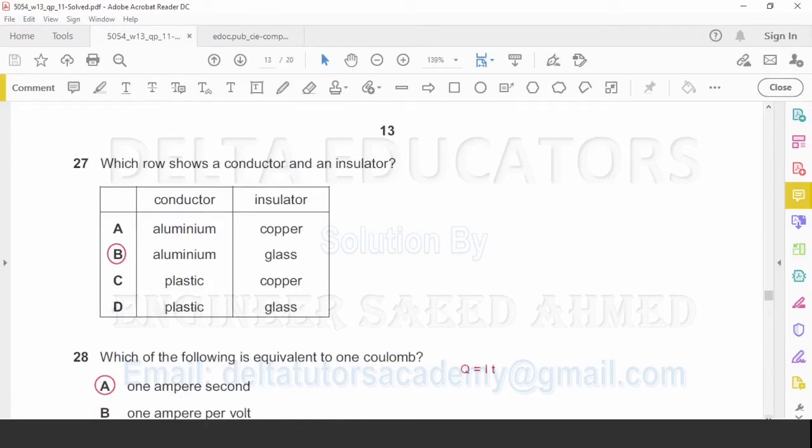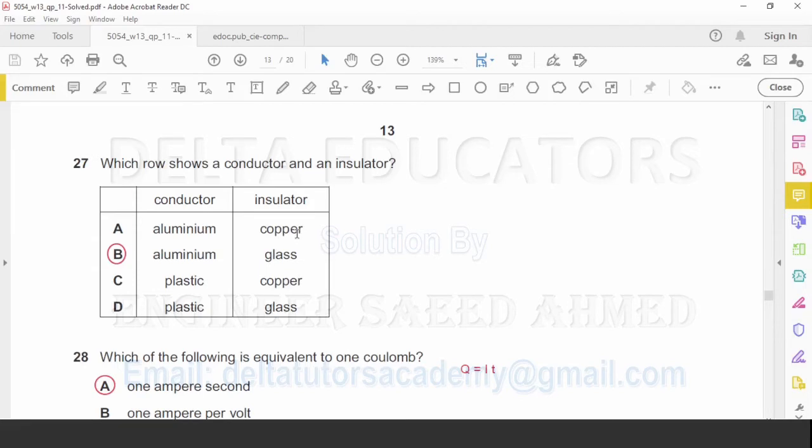Question number 27. Which row shows a conductor and an insulator? What is a conductor? A conductor is a substance through which electricity can be conducted easily, and an insulator is a substance in which electricity cannot be conducted easily. Now in the column of conductor, in options A and B it is given aluminum, whereas in C and D it is given plastic. Plastic is not a conductor, it is an insulator, so C and D are not possible options. Our possible options are A and B.